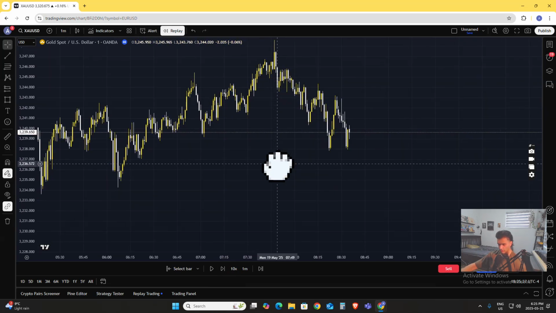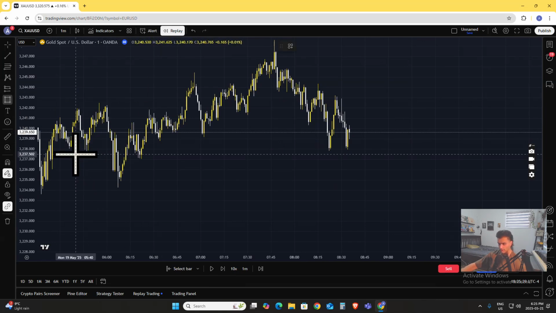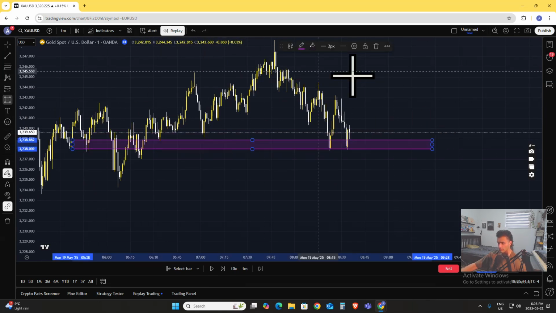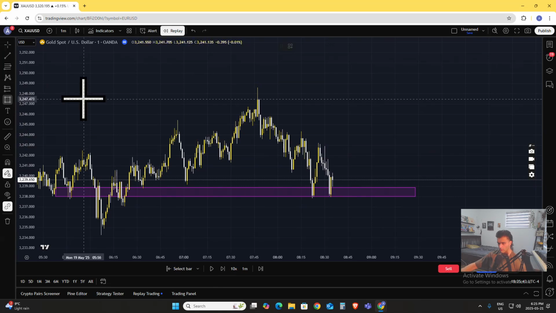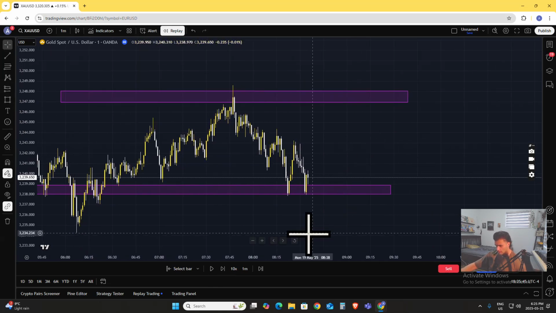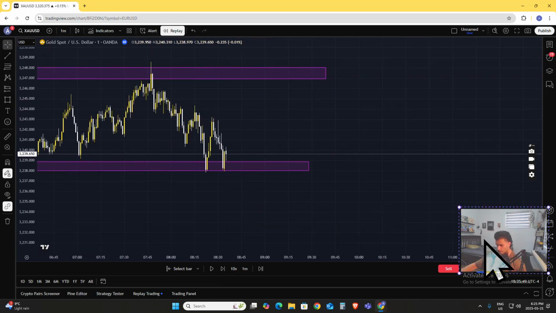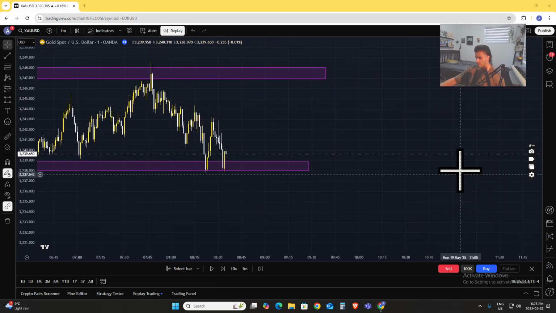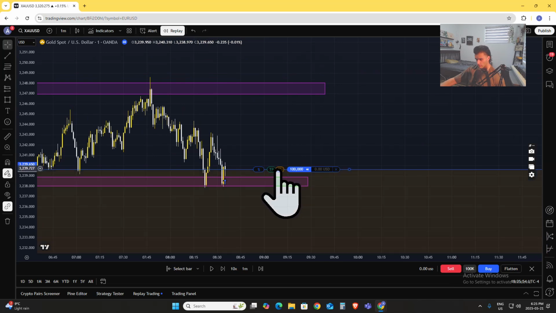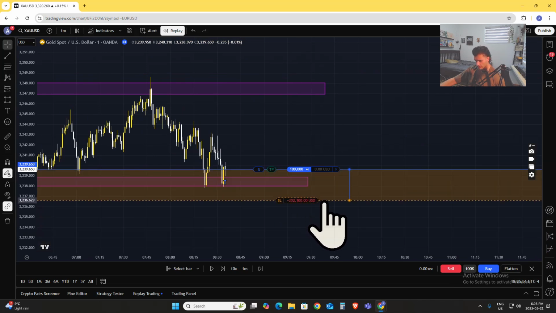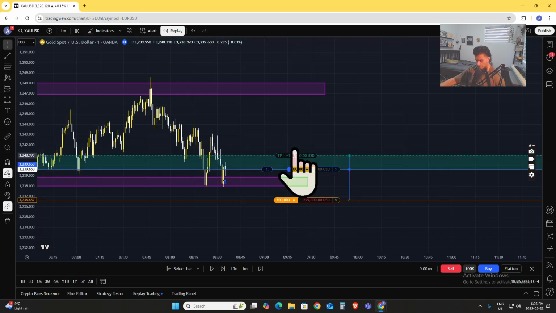Alright, this should be good. Let me just draw my zones. Alright, price has reached this zone. I want to buy from here. Just move this over here. And set it at 300,000. Oh, this should be good.